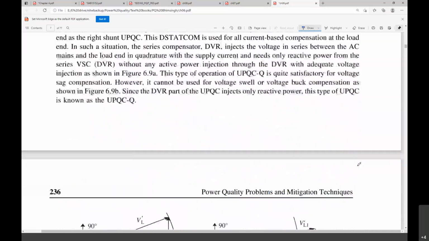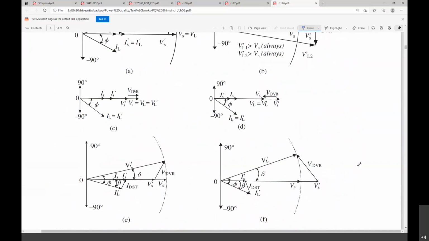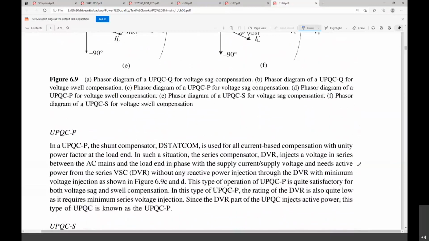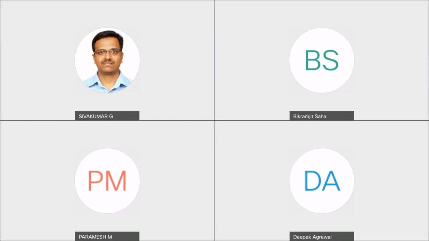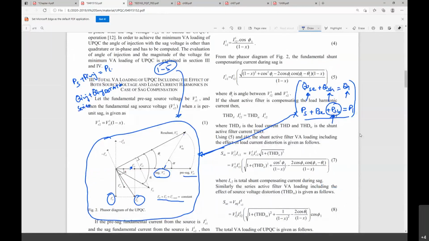I'll share this content with you, so please go through it. There won't be many questions. The question likely to be asked in the end examination for this unit of unified power quality conditioner is this question. This sort of question is what I might ask you in the examination.